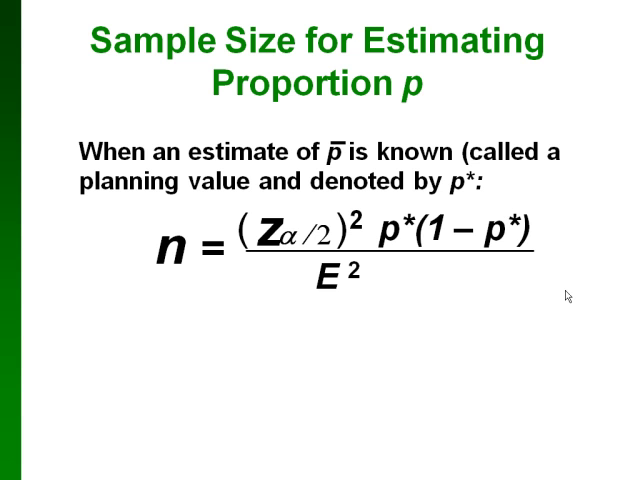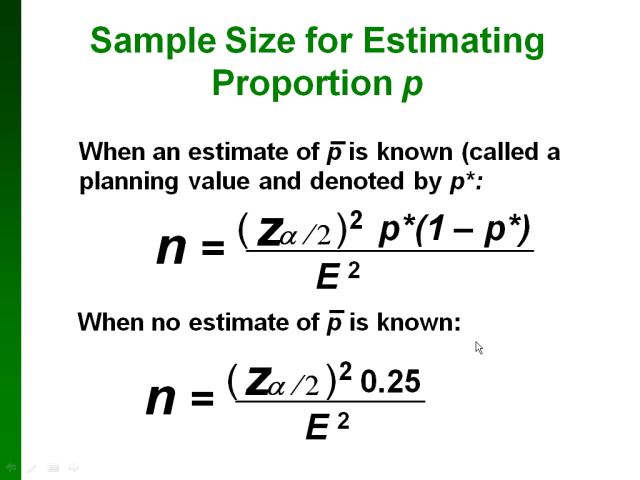If we don't have a good estimate of our sample proportion, then we have to go with a worst case scenario, which would be that our sample proportion was actually 1/2 or 0.50. So when we don't have an estimate of the sample proportion, or when we don't have a good one, we use this formula. And this one just uses 0.5 for the p star.